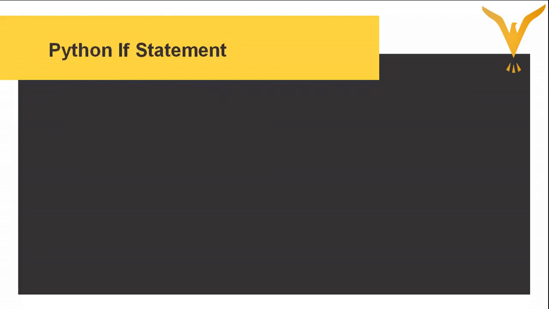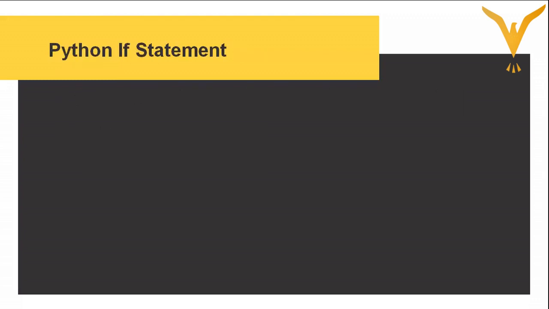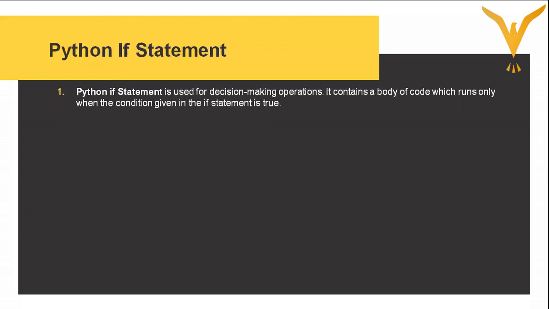But before going towards the example, let's understand what exactly the first conditional statement is, which is nothing but your if statement. As you can see, there are total 3 conditional statements: if statement, if else statement and elif statement. So we are going to learn this one by one. So very first we are going to understand if statement. So if statement is used for decision making. Okay, so all of these conditional statements are used for decision making only. Okay, so let's take a look at syntax.